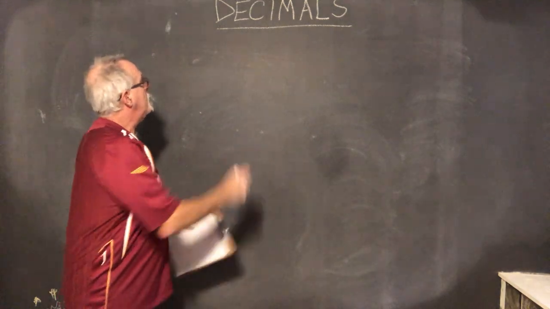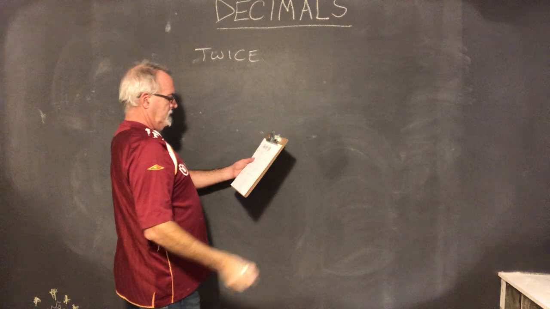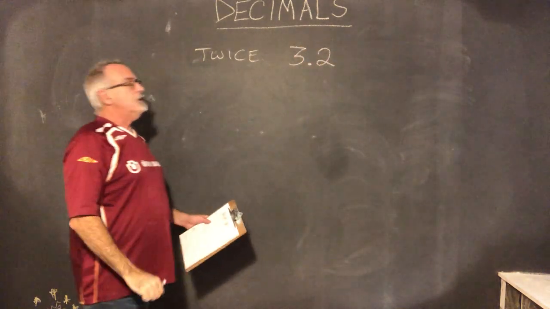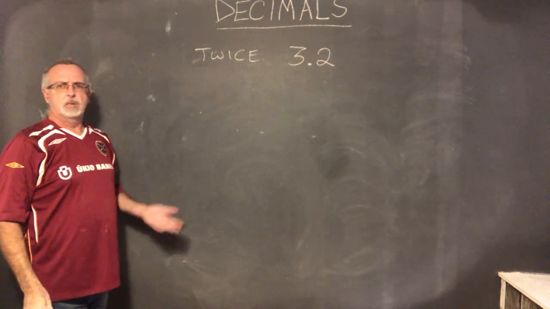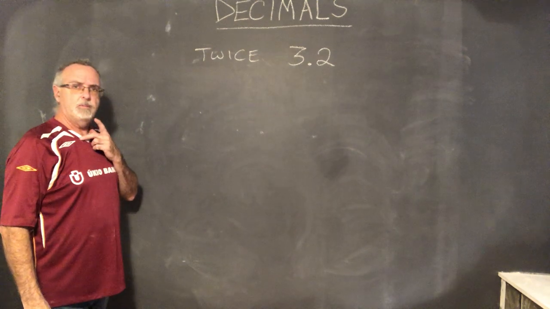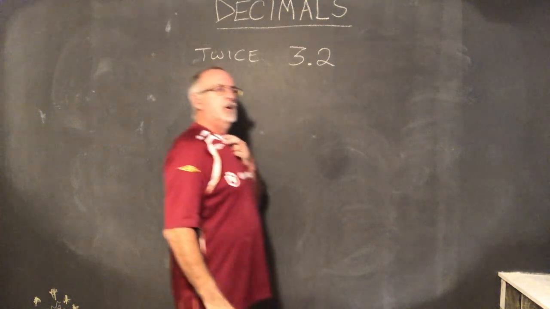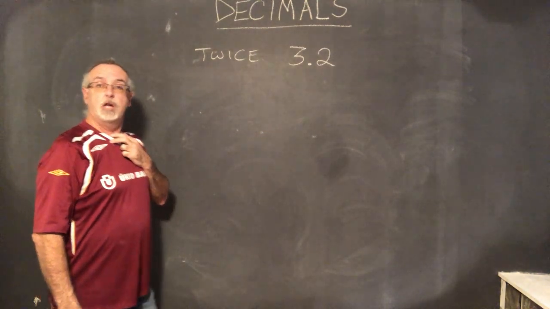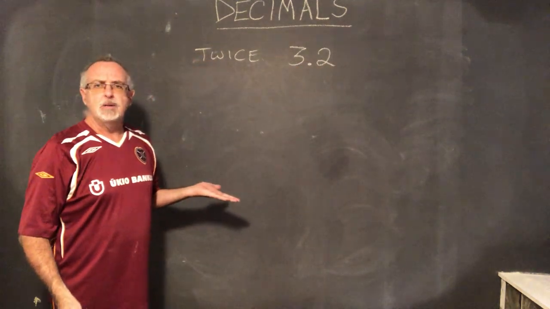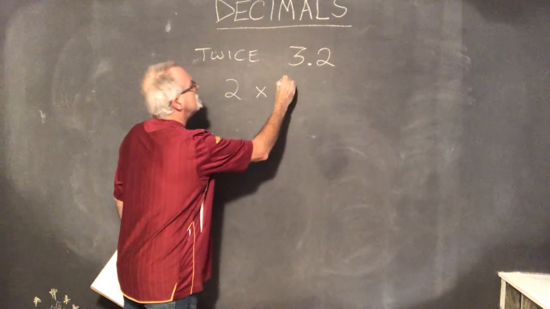Okay, what if we need twice 3.2? That's all. It's the only different thing here. Twice. It's a word. But we know what it means. I step forward once. I step forward twice. I stepped forward 2 times. So twice means 2 times. And everyone knows what 2 times means.